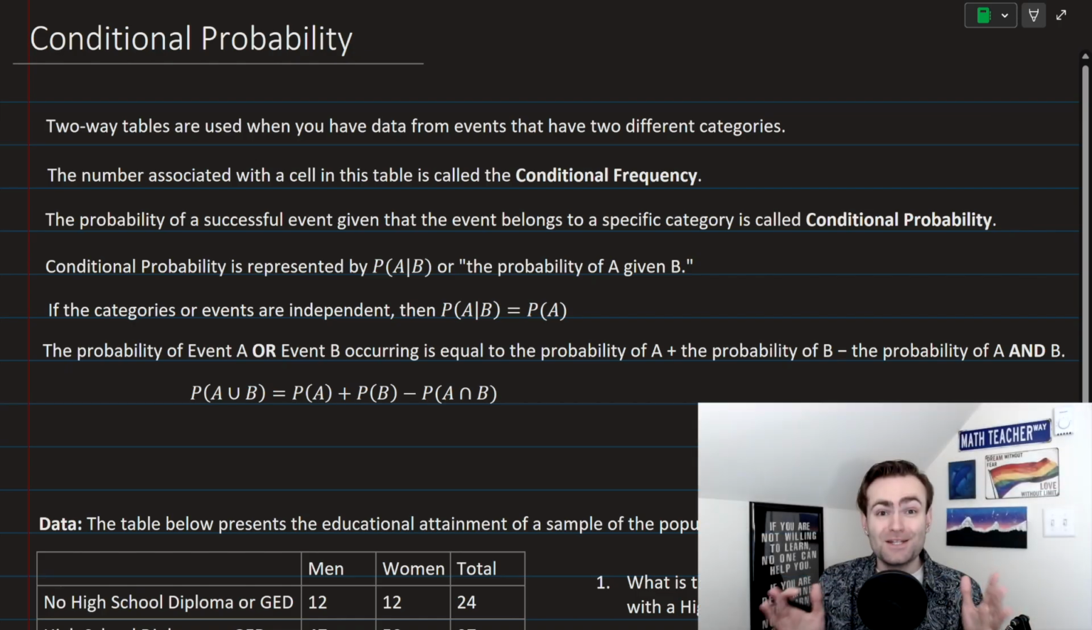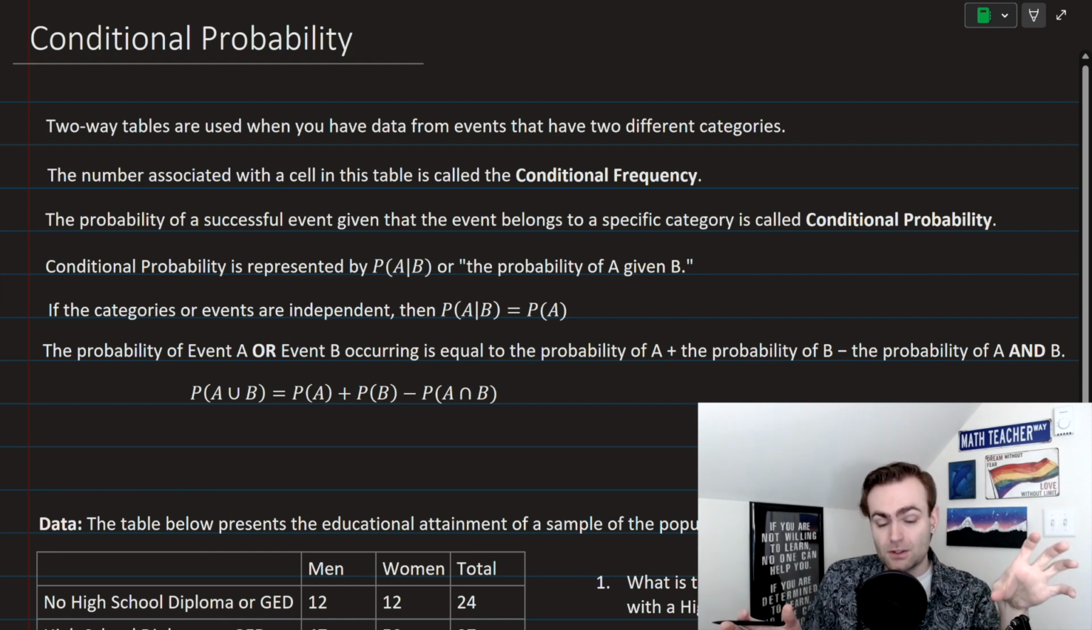So let's talk conditional probability. We've talked about simple probability before, where we just have wins over the total, or the number of successful outcomes over the total number of outcomes. Conditional probability plays by a different tune. Conditional probability says, if we fix the probability of something else, what's the probability of this event occurring?